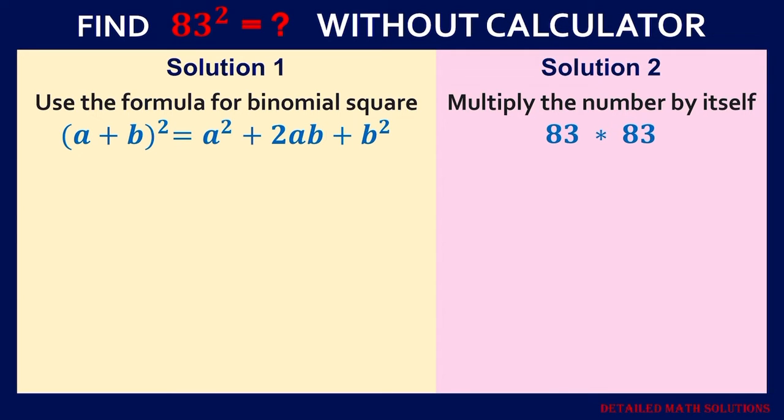To use this formula, I need to write down the number 83 as a sum of two numbers. The numbers need to be such that the square of each is found easily. For example, I can write 83 as a sum of the numbers 80 plus 3. Then I can apply the formula.